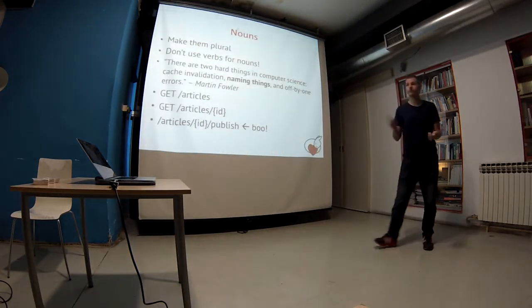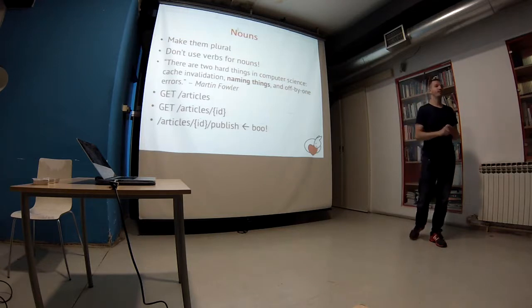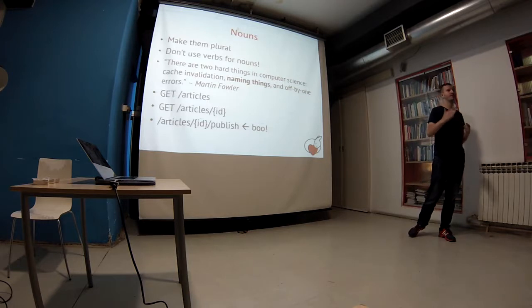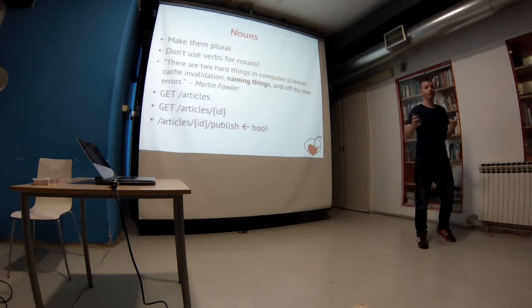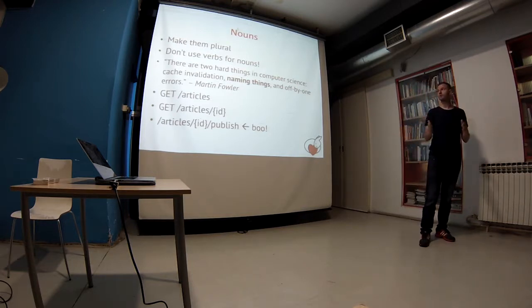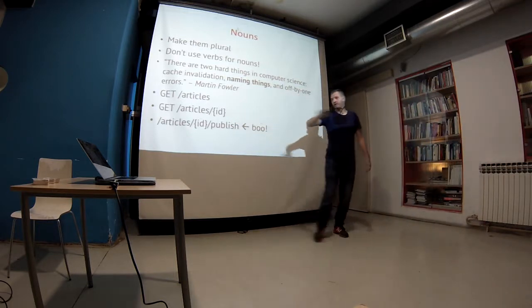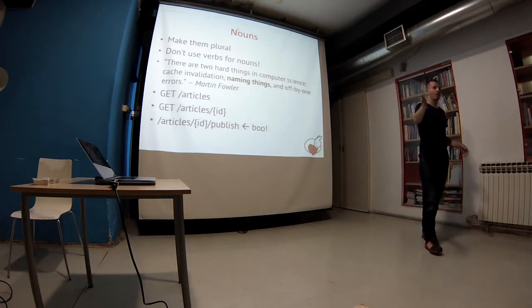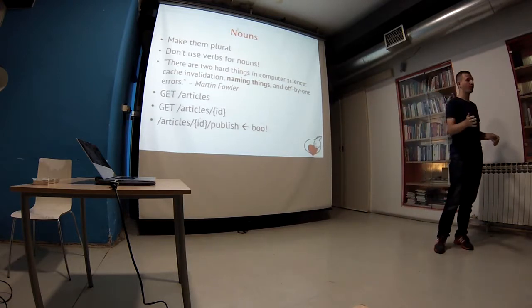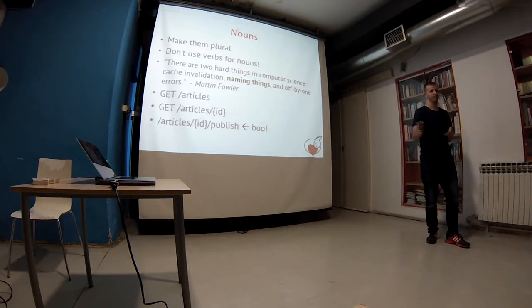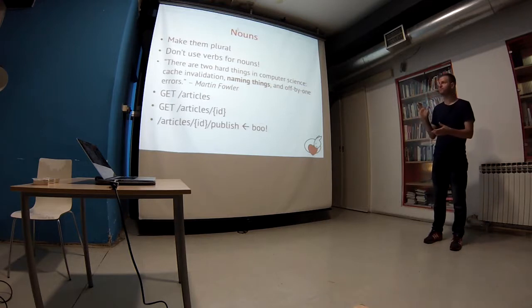So, let's talk about nouns. The first thing is to make them plural. The reason is because we want to have consistency. That's one of the RESTful properties: we want consistency, a unified interface. So even if you have, let's say, one article that you're working on, your URL would still be articles/ID. So you can see that right here. That's just consistent. You don't want /articles sometimes and /article at other times because you might forget which one to use. It's more complicated for unit testing, things like that.